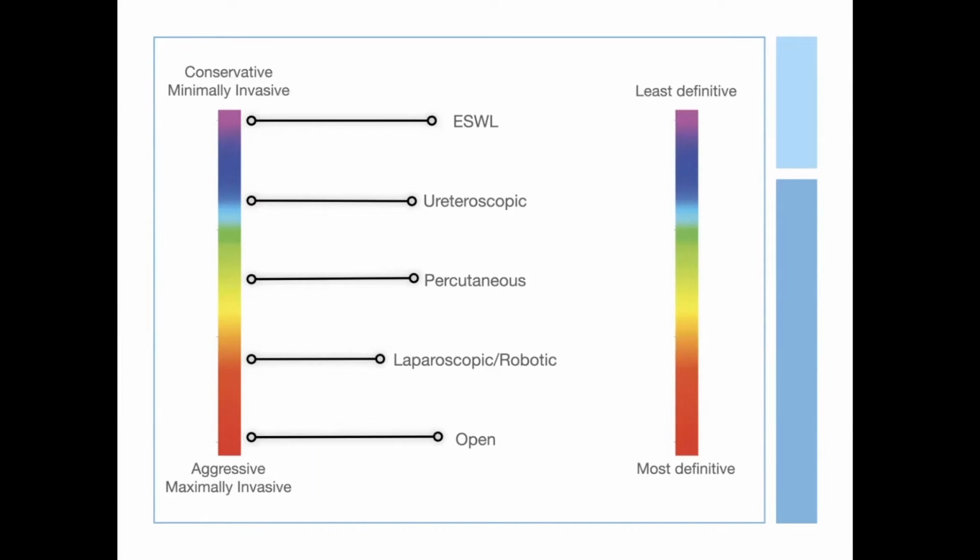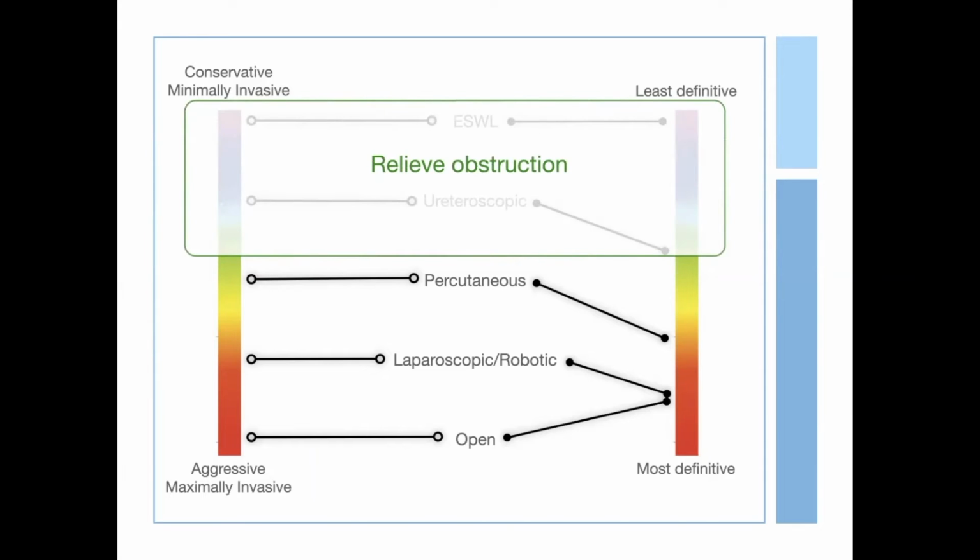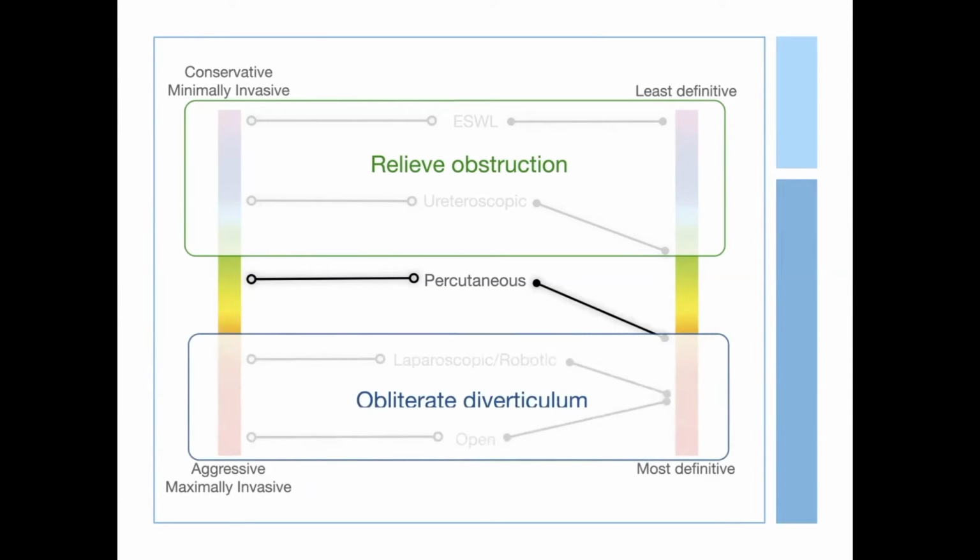It's also true that as you move up the scale from minimally invasive and conservative to maximally invasive and aggressive, you see a more definitive solution to the diverticulum. The early minimally invasive and conservative approaches are generally aimed at relieving obstruction. The more aggressive approaches are primarily aimed at obliterating or removing the diverticulum, which perhaps explains why they're more definitive.